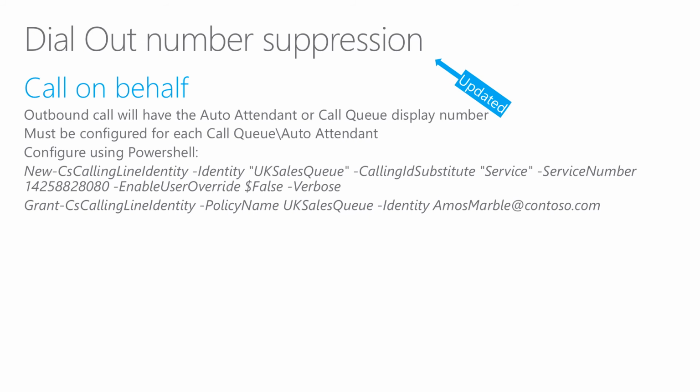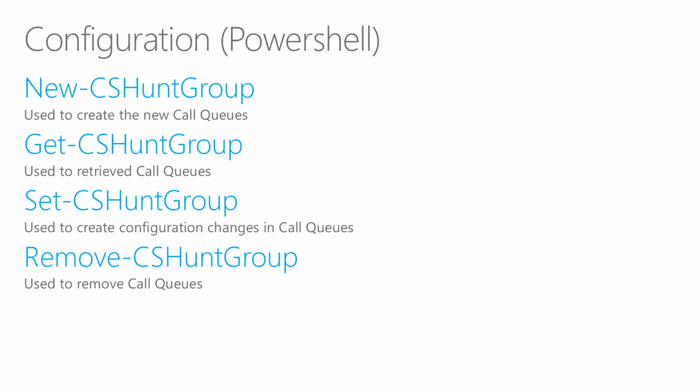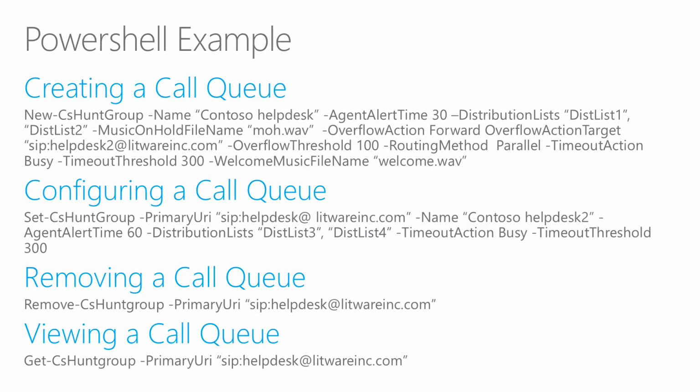Sometimes agents that are part of our call queue, when they dial out, that number needs to be suppressed. So when people ring back, they reach the queue directly and not the agent. If you want this enabled, it must be configured for each queue or other tenant, and you can do that with the following PowerShell. So in PowerShell, you can also configure this. I'll leave the slide in here so you can create these new groups. And a PowerShell example is listed right here, how to create, configure, remove, and view the call queue.